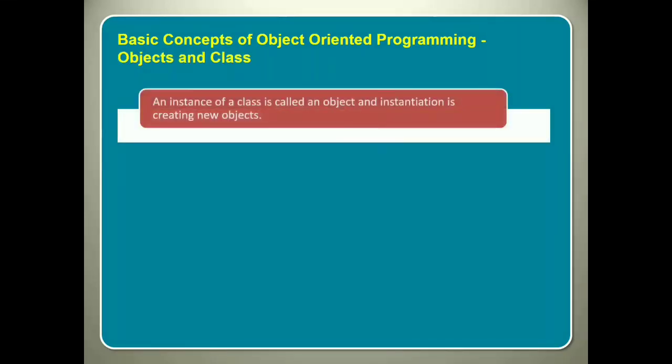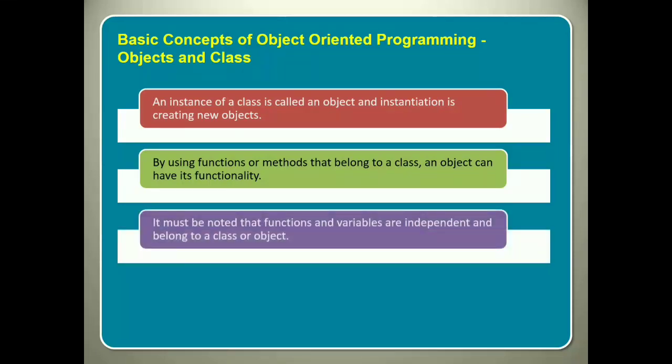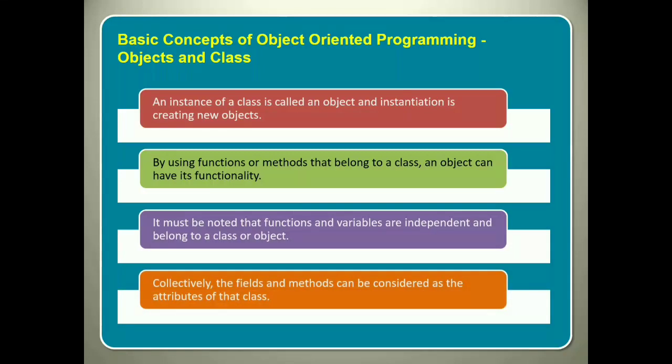An instance of a class is called an object, and instantiation is creating new objects. By using functions or methods that belong to a class, an object can have its functionality. It must be noted that functions and variables are independent and belong to a class or object. Collectively, the fields and methods can be considered as the attributes of that class.